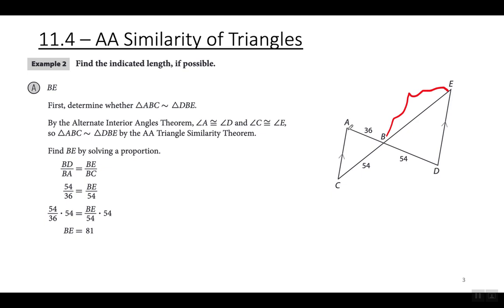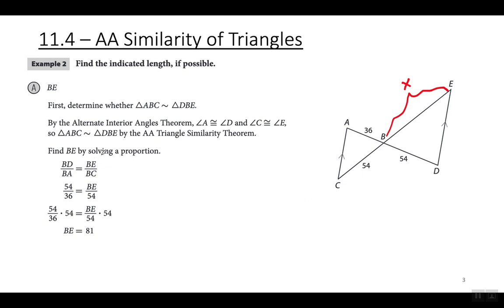All right. Once we show that two angles in one triangle are congruent to two angles in the other triangle, then we've proved that they're similar by the AA triangle similarity theorem. Okay, now I'm going to find the length of this missing side right here.